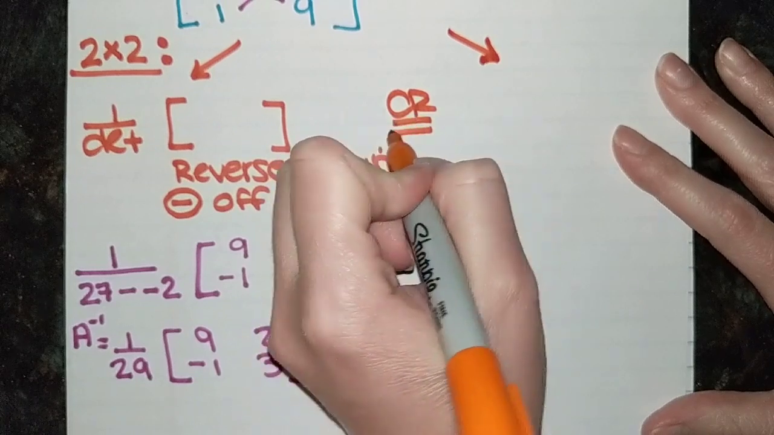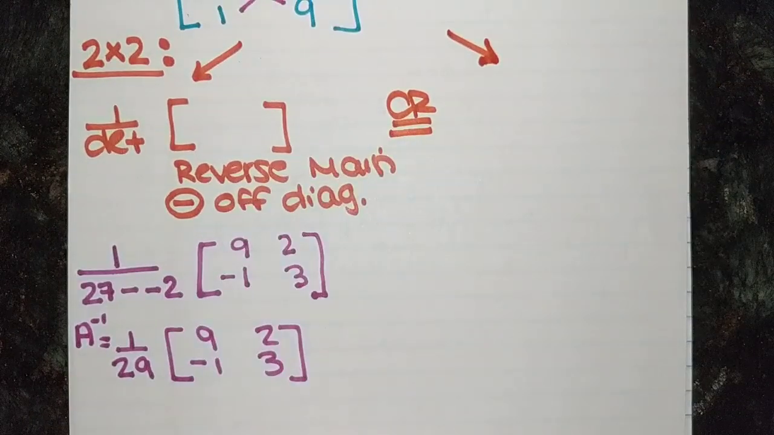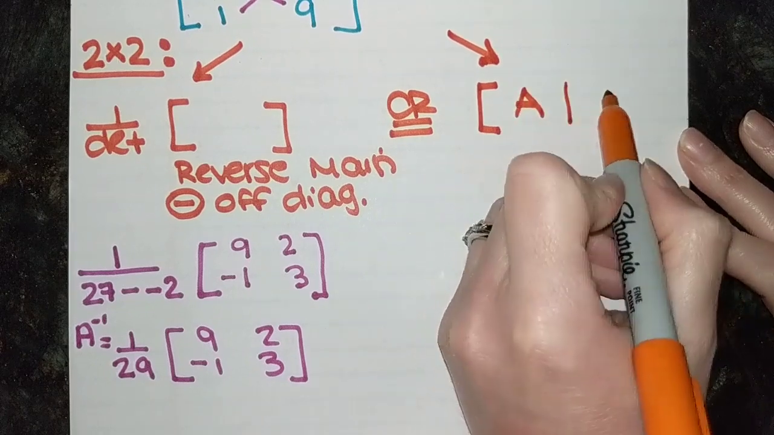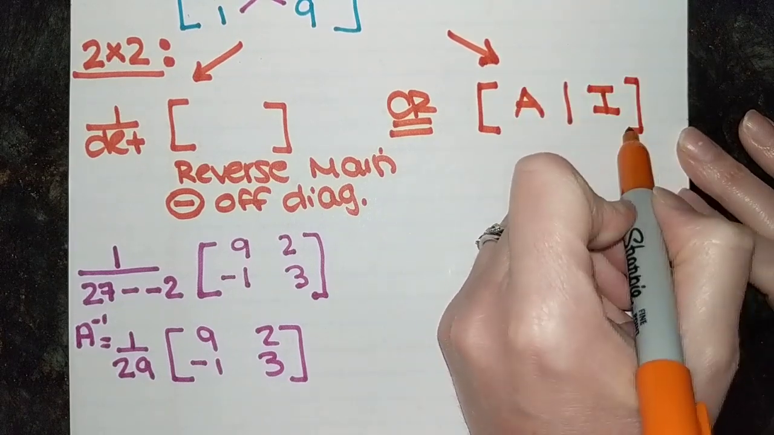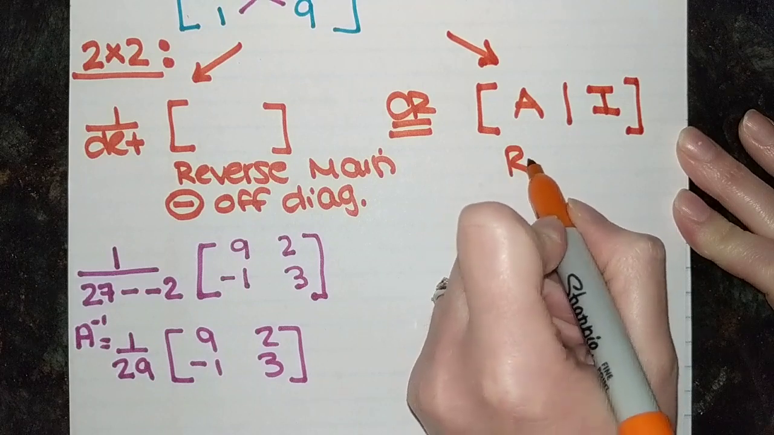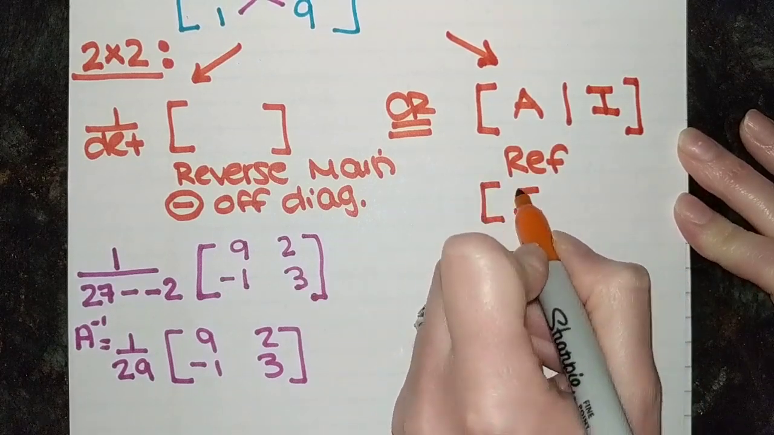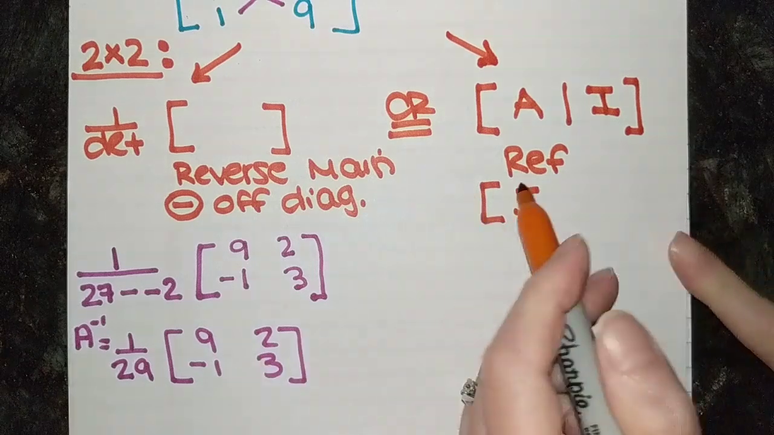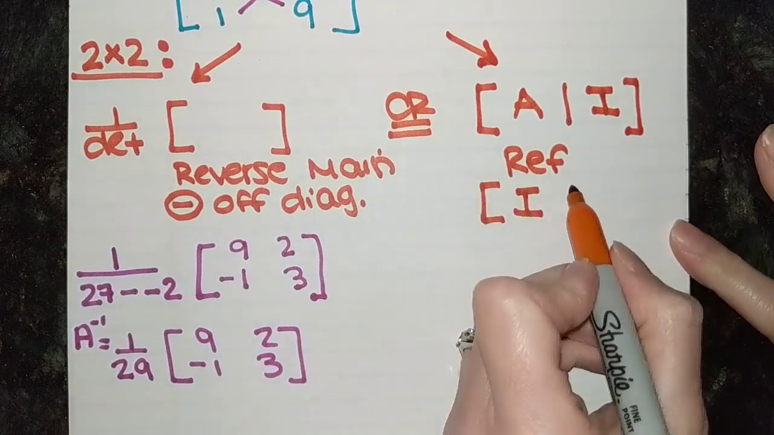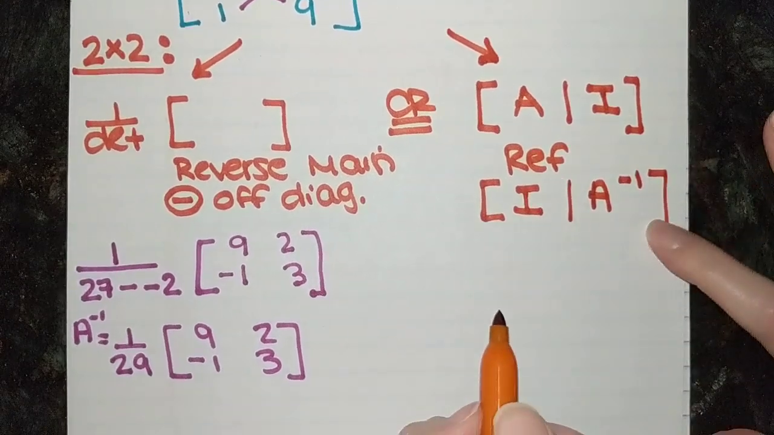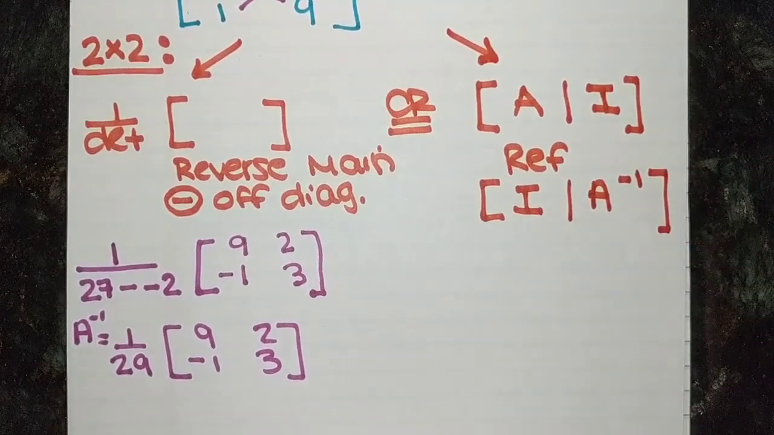However, just for posterity's sake, if you didn't have that formula memorized, what you would do is take A and write it right along with the identity, and then you go through your reduced row echelon form. And what will happen is, if the inverse exists, the identity will appear on the left here, and then A inverse will appear on the right. And that's what we're going to have to do when we have a 3 by 3 matrix.